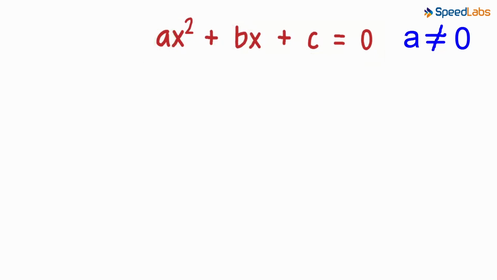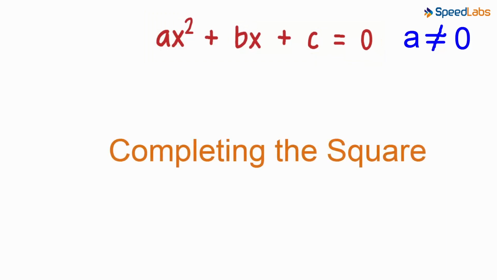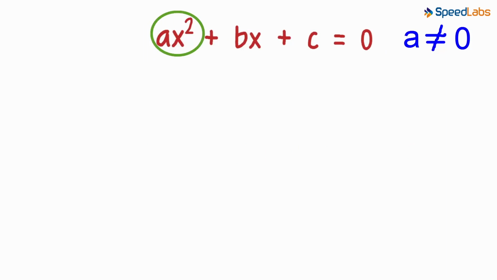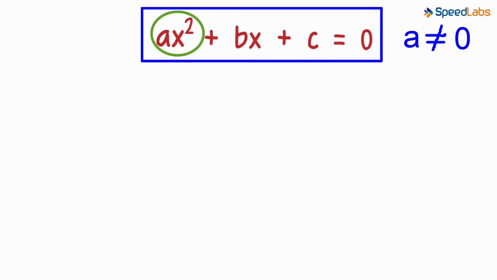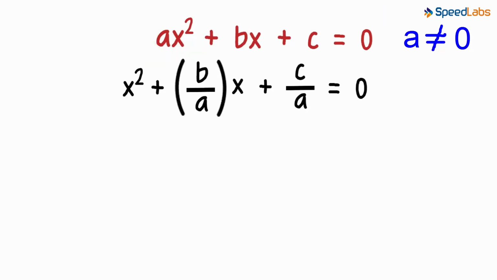and c. Let's use the method of completing the square to solve for the value of x. To make the first term a perfect square, let's divide the entire equation by a. This is what we get.